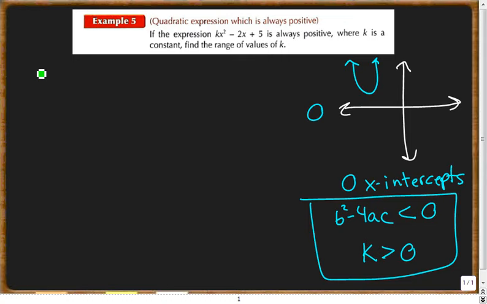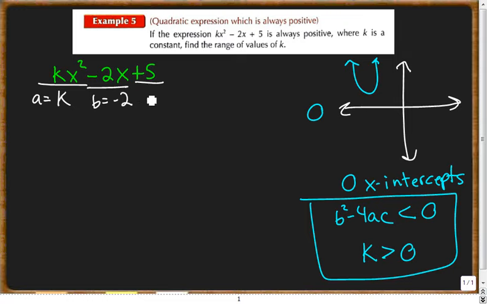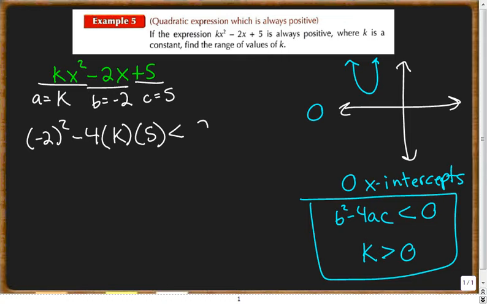So if we know that that's true, then we have kx squared minus 2x plus 5. Now we have to find our a, b, and c. So a is k, b is negative 2, and c is 5. So we are going to know that b squared, which is negative 2 squared, minus 4 times a, which is k, times c, which is 5, has to be less than 0. So we're going to go ahead and continue to solve this.